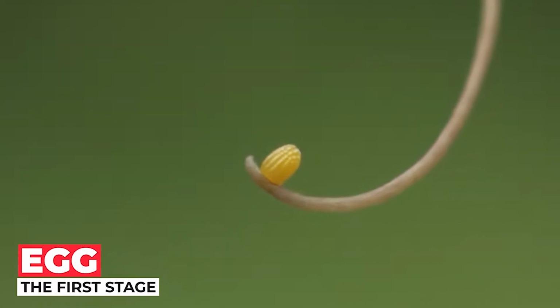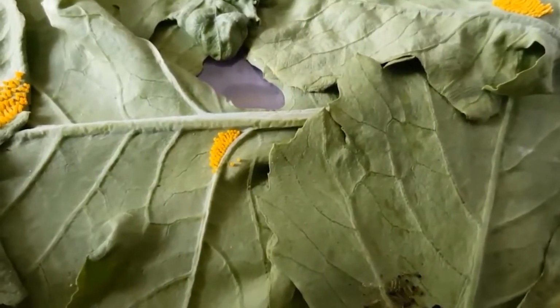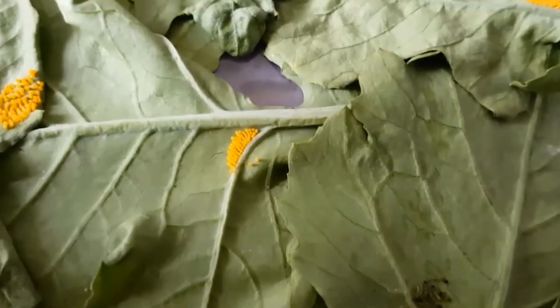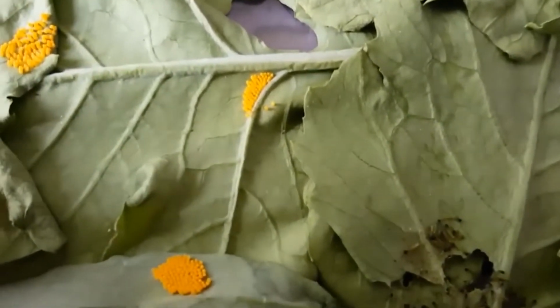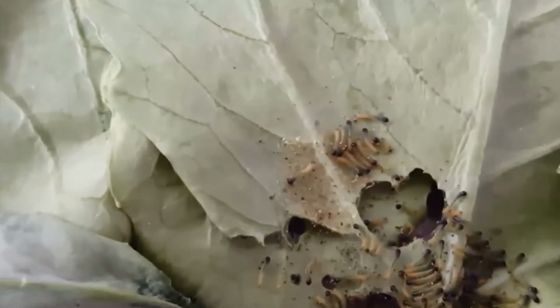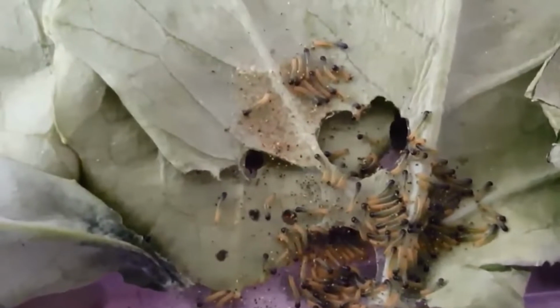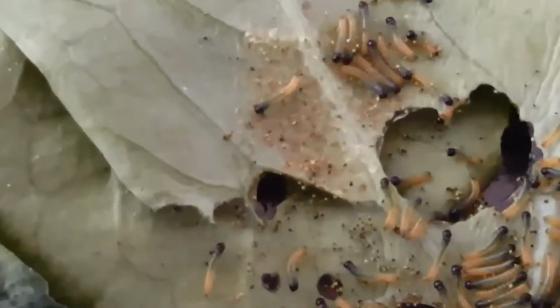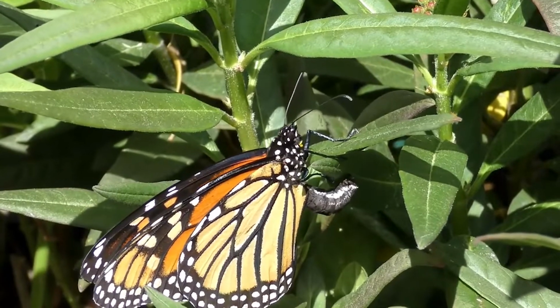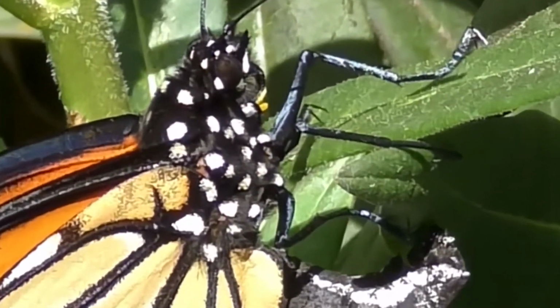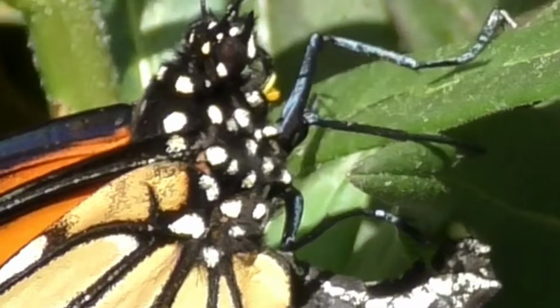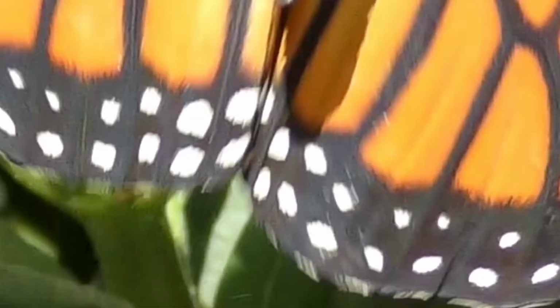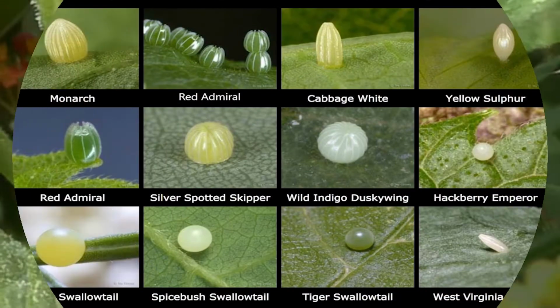The first stage, the egg. A butterfly starts life as a very small, round, oval or cylindrical egg. Female butterflies lay eggs on leaves of a particular plant called a host plant. Each species of butterfly has its own host plant that, when eaten by its caterpillar, will enable the caterpillar to grow and thrive. For example, female monarch butterflies will lay their eggs only on milkweed because milkweed is the only food that monarch butterfly caterpillars will eat.